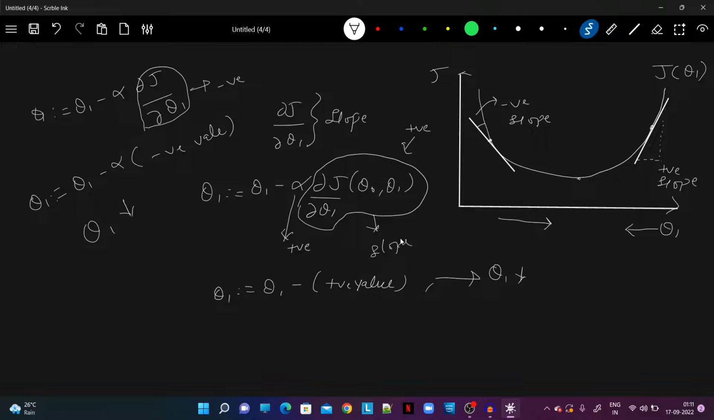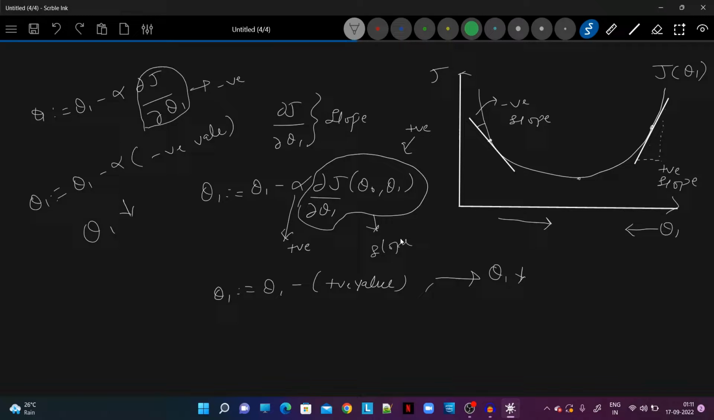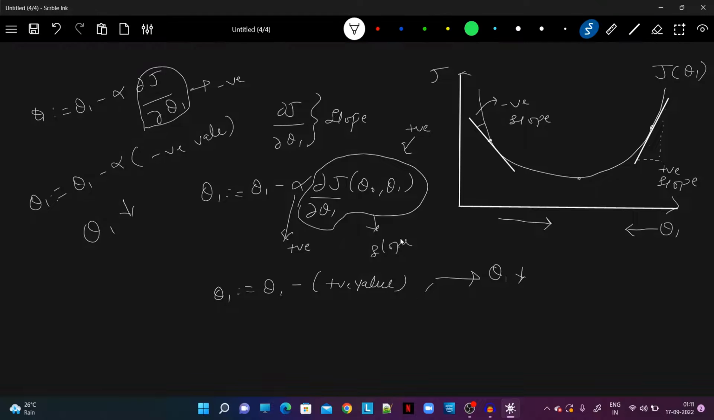And also we need to keep one more important thing in mind, that is the learning rate. If the learning rate is too small, because this will get multiplied with the slope, and by the order of this the value of theta 1 will either increase or decrease.